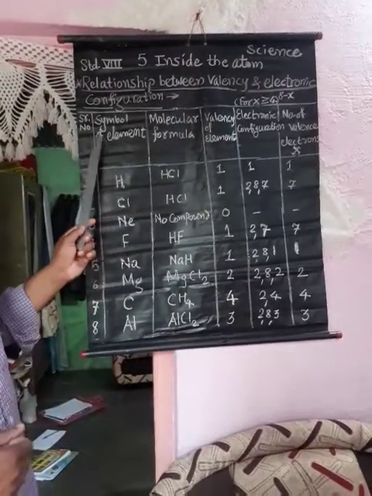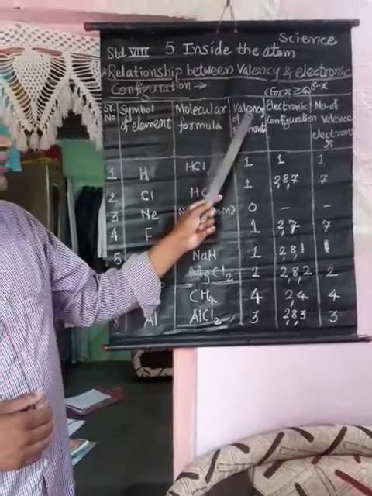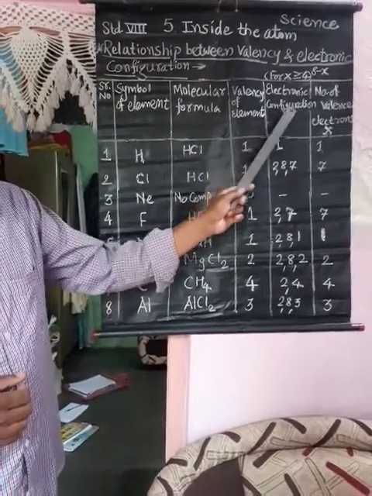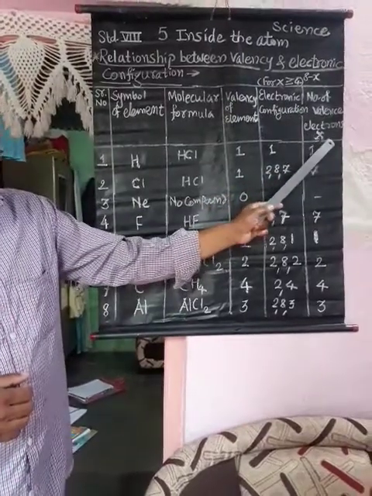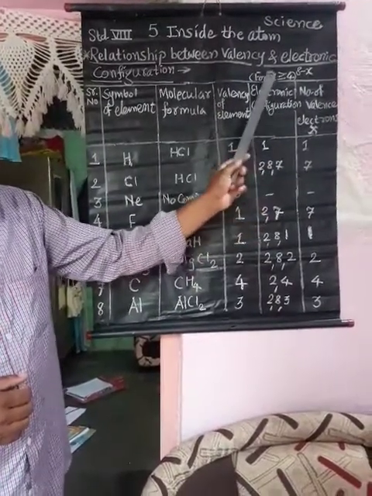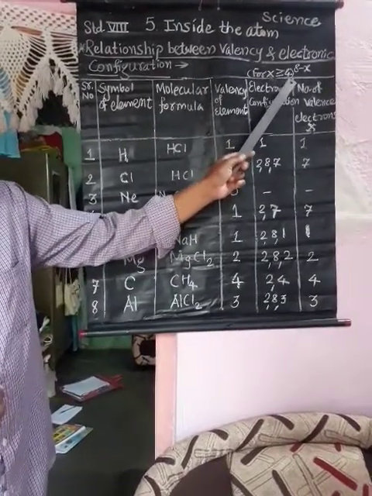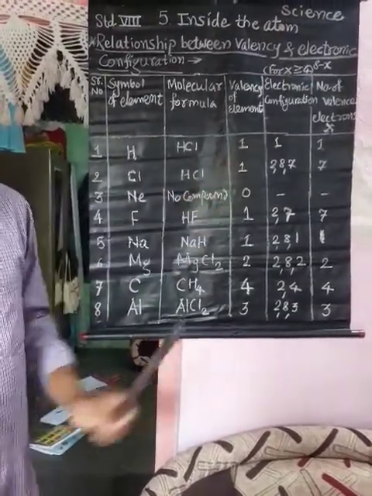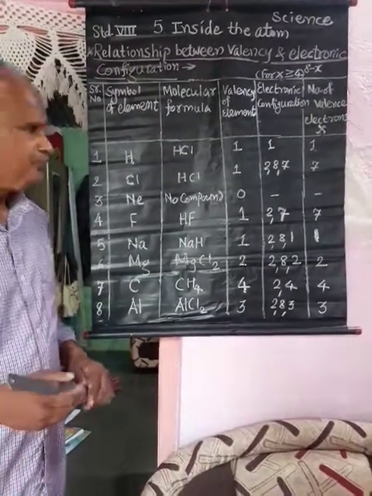Now here we can see a table: the symbol of the element, the molecular formula, the third column valency of the element, the fourth column electronic configuration, and the next column number of valence electrons, that is called X, and the last column 8 minus X, for X equal to 4 or more than 4. Then which number you have to write there, that you have to see.